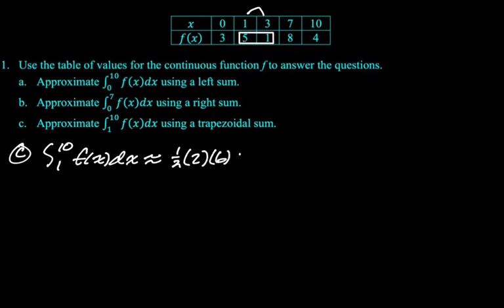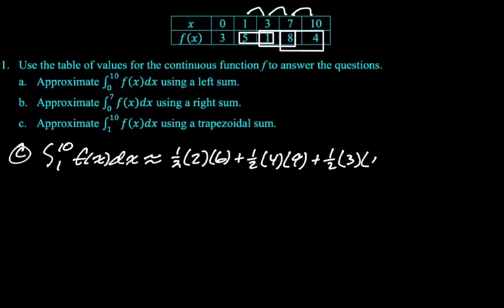And that'll be plus 1/2 because every trapezoid has 1/2. We're going from 3 to 7, which is 4. And then we're going to add up the two bases. So 1 plus 8 is 9. And then we're going to do 1/2 because every trapezoid has that. We go from 7 to 10, which is 3. And we add up the bases, which should give us 12.